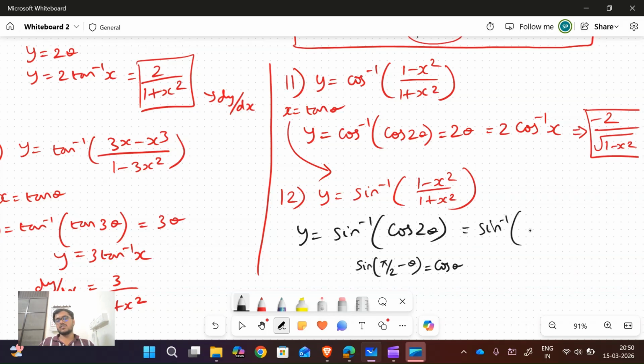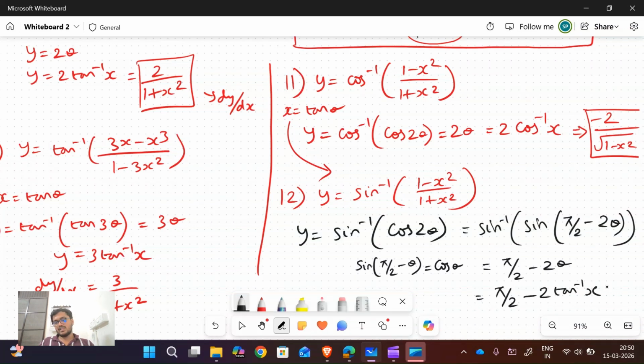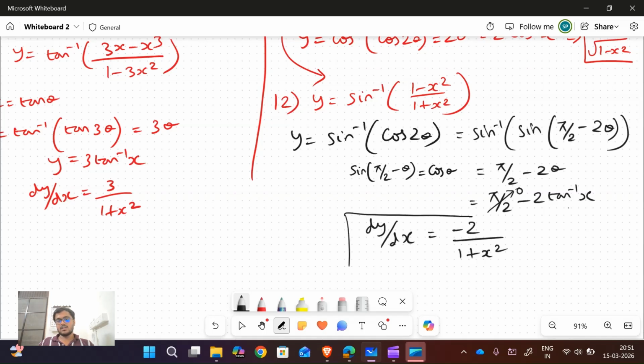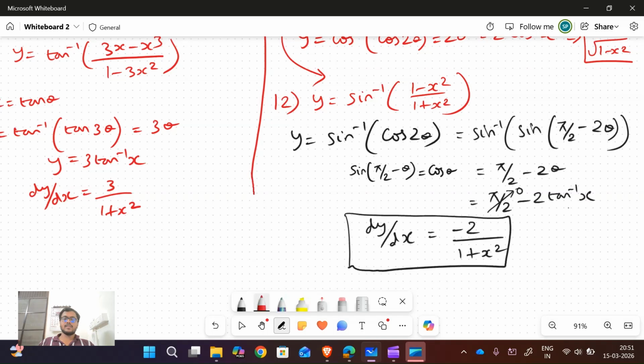There will be sine inverse of sine of pi by 2 minus 2 theta. Understood? That is why it becomes cos 2 theta, right? So this will be directly pi by 2 minus 2 theta, because sine inverse of sine x is just x only. So pi by 2 minus 2 theta is nothing but pi by 2 minus 2 tan inverse of x. This is like a confusion. Now when you do dy by dx, pi by 2 is a constant, so it will be 0 only. So it will be directly minus 2 by 1 plus x square, because tan inverse of x differentiation is 1 by 1 plus x square. Understood the catch here? This is what I wanted to tell.